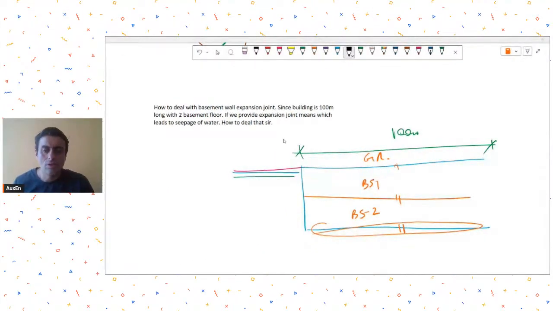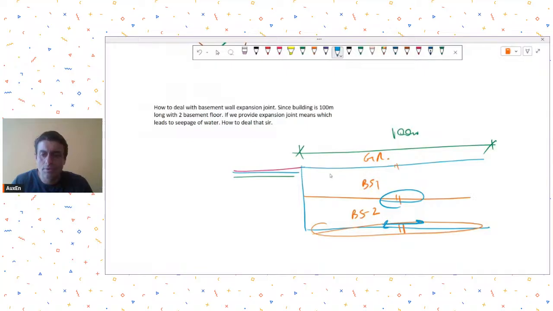Yeah. So my suggestion is don't provide expansion joints. Instead, design for the long length and design for the temperature related reinforcements that you may require. So that is how you should try to deal with it.